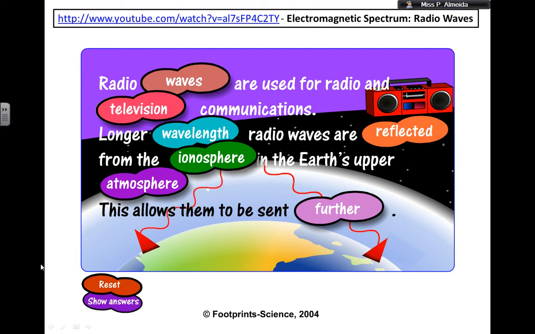Longer wavelength radio waves are reflected from the ionosphere in the Earth's upper atmosphere, and this allows them to be sent further. Remember when I told you about diffraction? This happens with very long wavelengths because they see the Earth's atmosphere as a gap. And because they are reflected, they can be sent further from this distance to this distance because they are not passing through the atmosphere and they are sent back down, okay? So that's for radio waves.